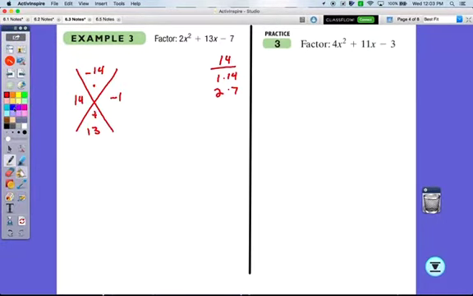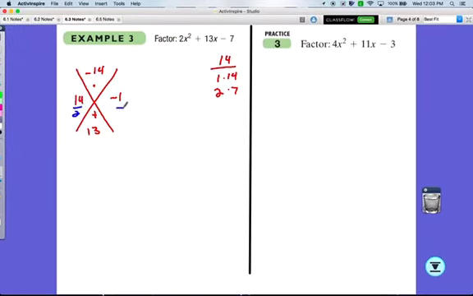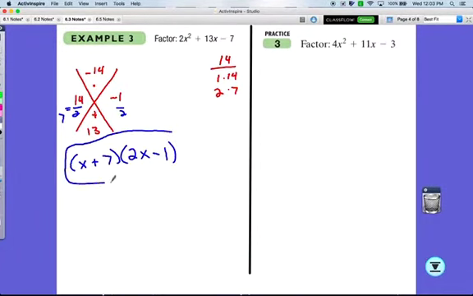All right, come back through. Divide by the a, which is 2. 14 divided by 2 is 7. So that gives me x plus 7. And then the negative 1 over 2 does not reduce, so it gives me 2x minus the 1. And when you multiply that back through, you do end up getting the original problem.